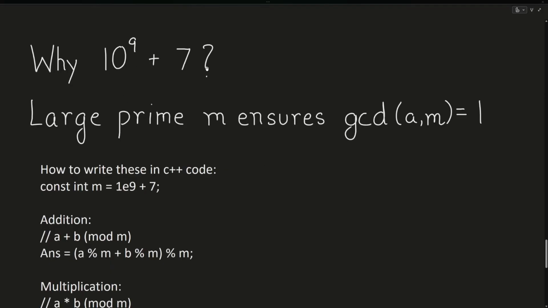So 10 power 9 plus 7 is a huge prime. So anything less than that, if we input into this value of A and it's less than this, the GCD will always be 1, because the only factors of 10 power 9 plus 7 are 1 and itself. And the input will usually be smaller than this. So that is why we use this huge number.